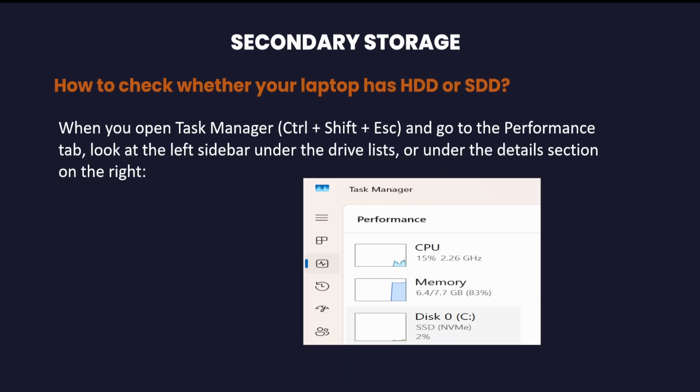Now, if you're curious whether your laptop has HDD or SSD, you can easily check that. When you open Task Manager and go to the Performance tab, look at the left side bar under the drive list. It states whether your disk has SSD or HDD.